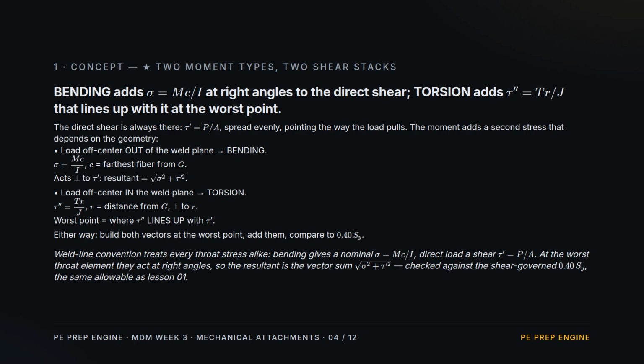acting at right angles to the direct shear, so the two add by Pythagoras. If it's off-center in the weld plane, you get torsion, TR/J, R measured from the centroid, and the worst point is where that torsional shear lines up with the direct shear. Either way, build both vectors at the worst point, add them, and compare the resultant to 4/10 of yield, the same shear allowable as Lesson 1.